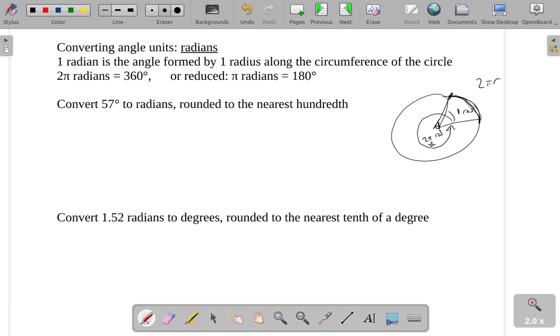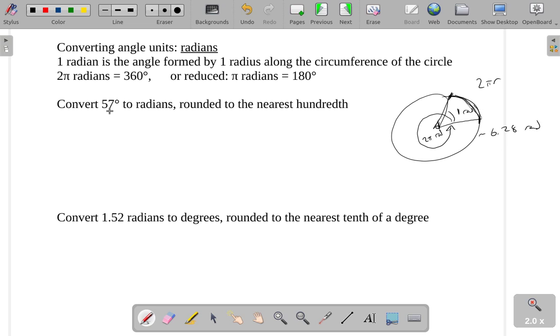So this is a little bit strange because it's not a whole number measurement. It's approximately 6.28 radians. 1 full revolution is approximately 6.28 radians. That's just 2 pi right there.